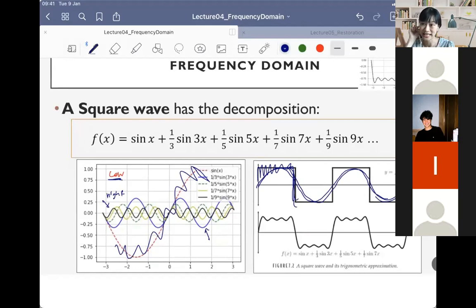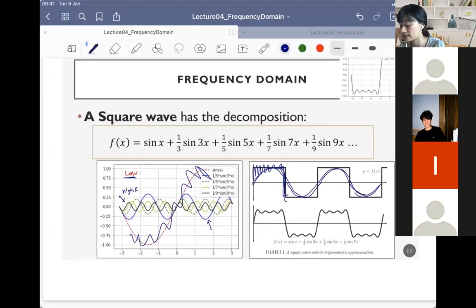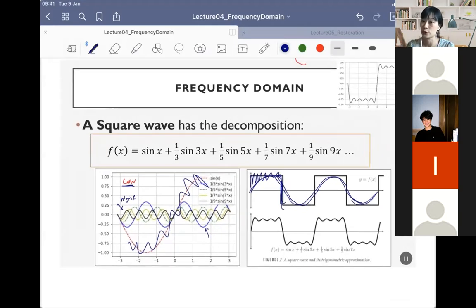That's actually the core of this chapter. How do you identify the low frequency and the high frequency?